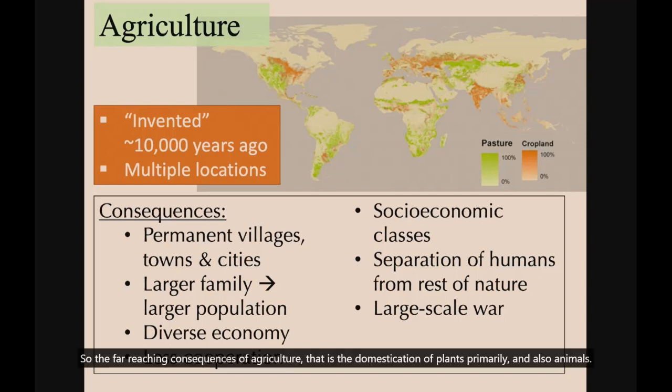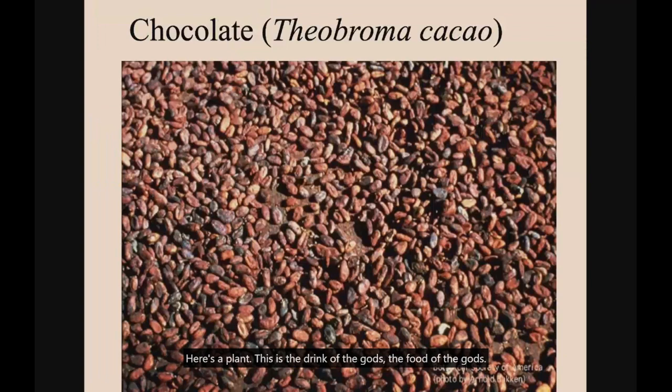So the far-reaching consequences of agriculture, that is the domestication of plants primarily, and also animals. Here's a plant. This is the drink of the gods, the food of the gods. Theobroma cacao is chocolate. This is a tree that's native to South America. And theo means of the gods, and broma means food. So the scientific name for this plant is food of the gods. And what you see here are seeds. These seeds are what we make chocolate from.